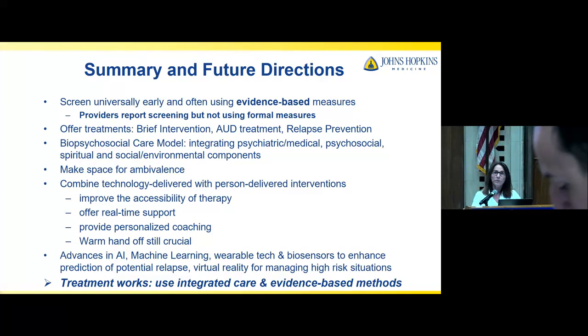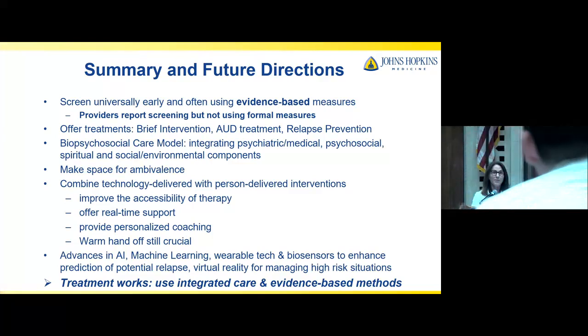We need to make space for ambivalence. I think technology offers unique access to people who aren't quite ready to engage in care, but you can give them a tablet while they're sitting in the waiting room and give information, whether it's alcohol use, depression management, whatever. I think there are going to be some really exciting, probably some scary, but also really exciting movements in AI and machine learning and biosensors that will help us and also individuals recognize when they're at risk for relapse.